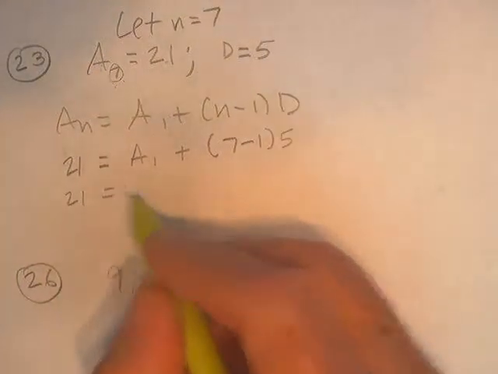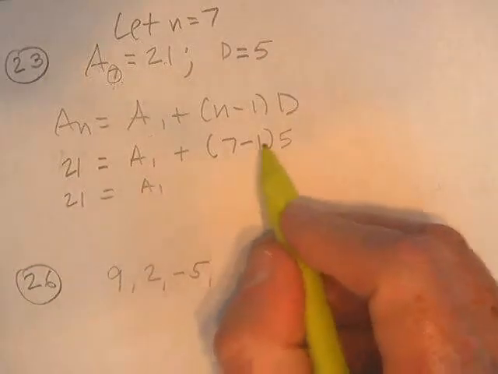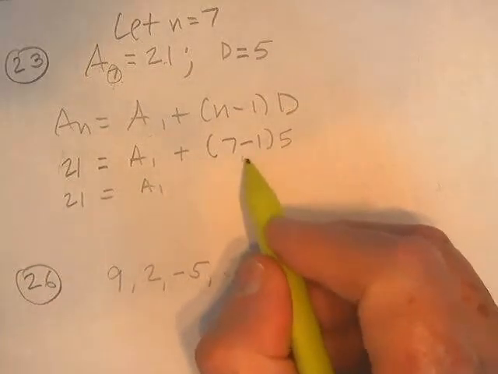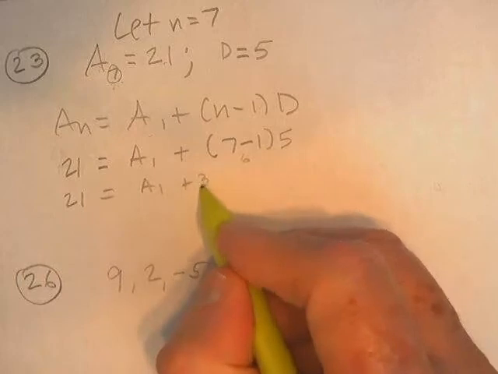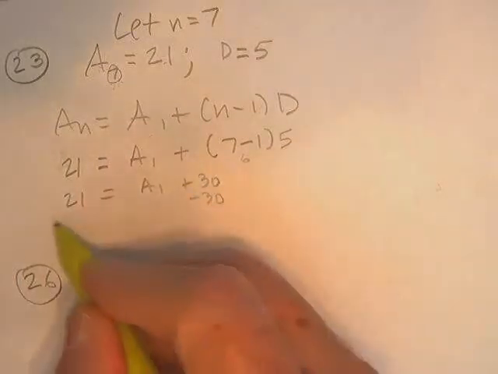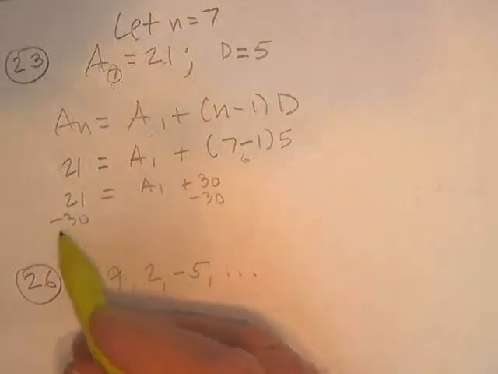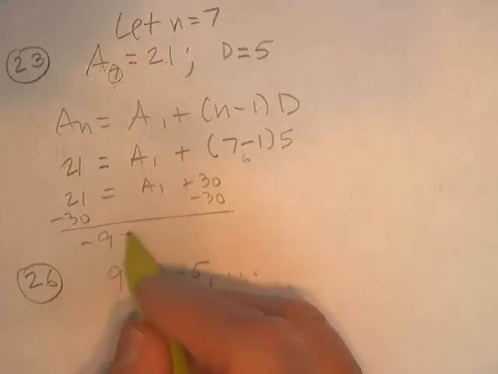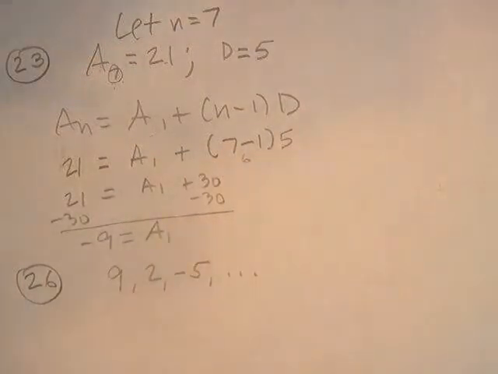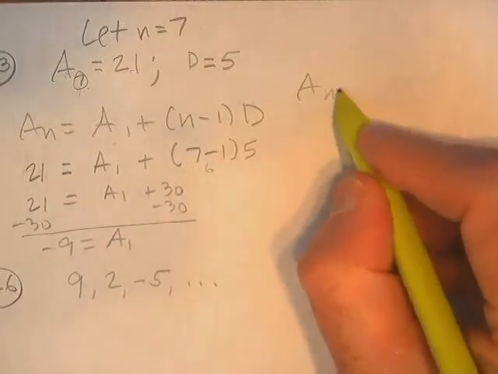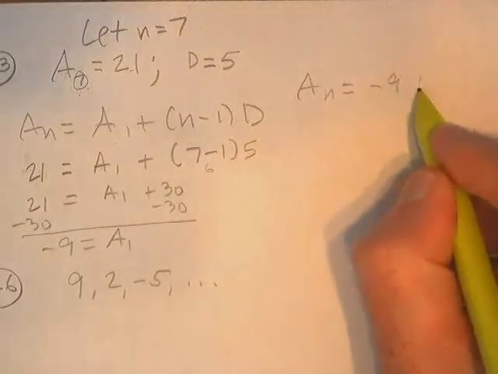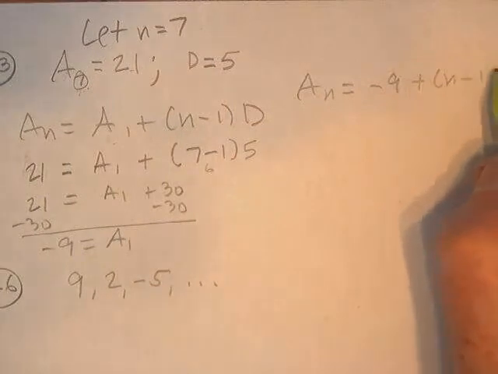So this is 21 equals A1 plus 6, this is 6. 6 times 5 is 30. Subtract 30. The first term was -9. So now let's go write my formula. The first term is -9 plus n minus 1 times the common difference.